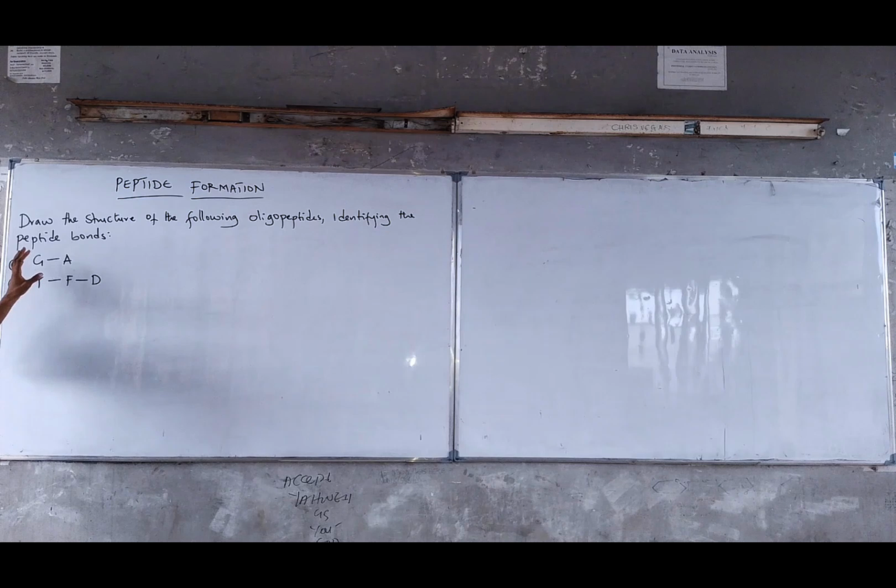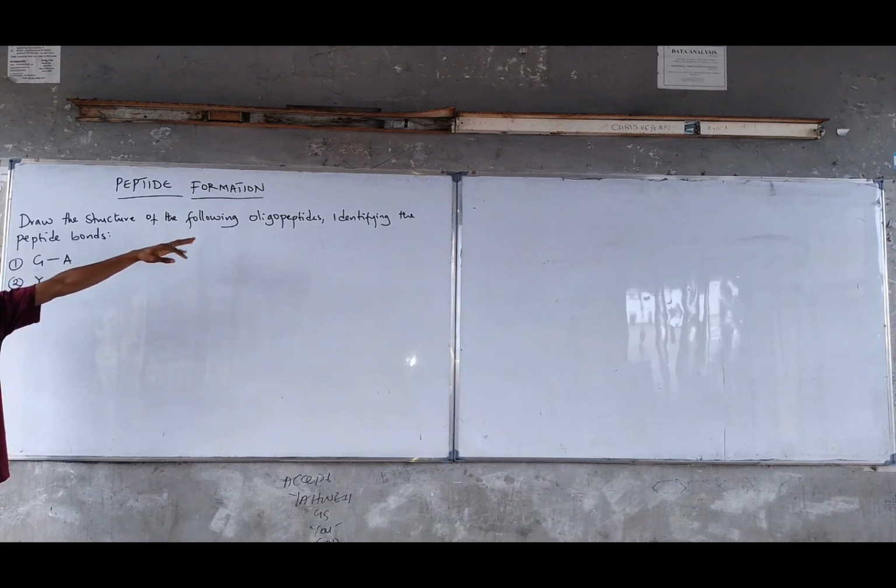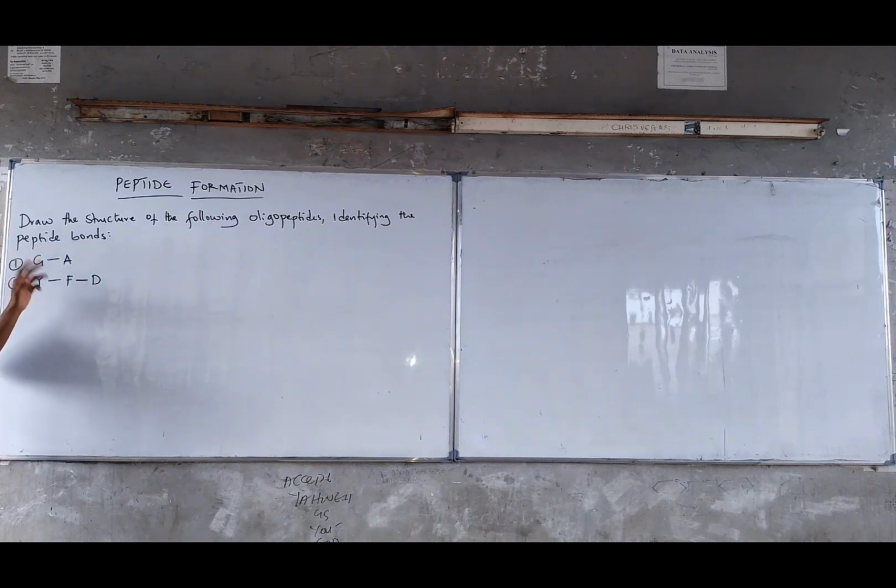Now, how are these peptide bonds formed? That's the question. Let's use this question. Draw the structure of the following oligopeptides, identifying the peptide bonds. So I'll do the first one.